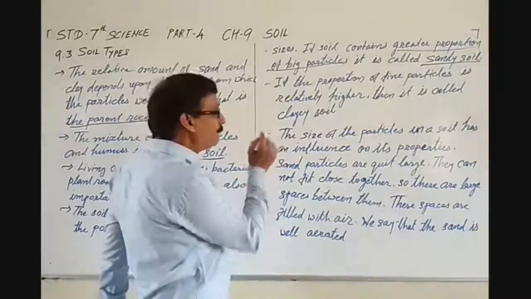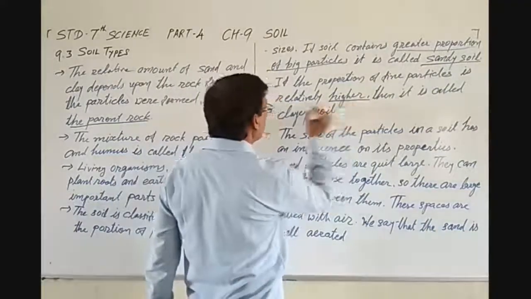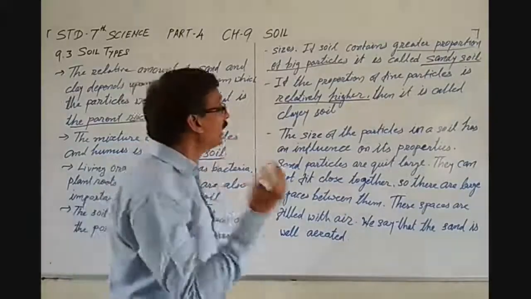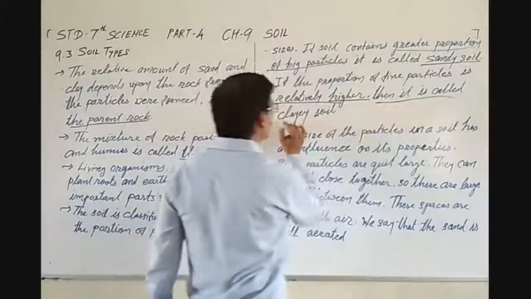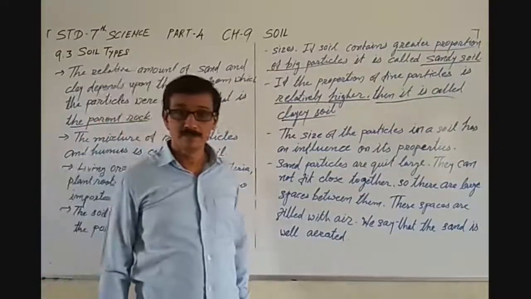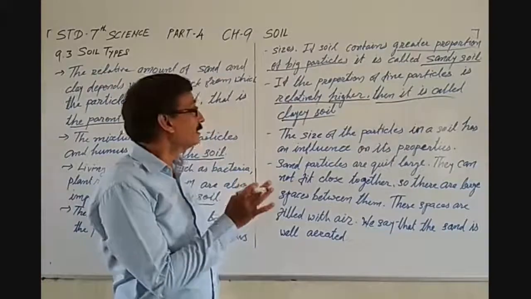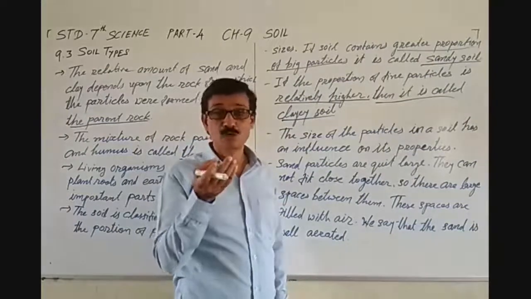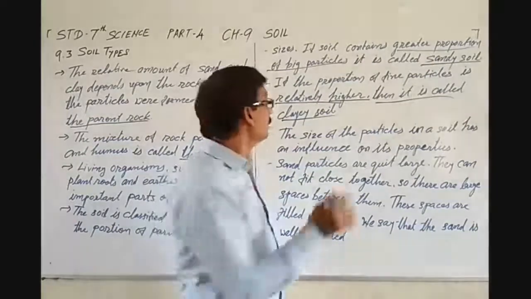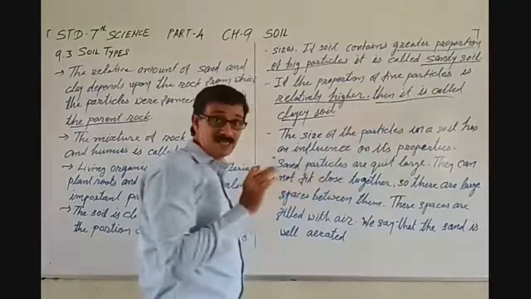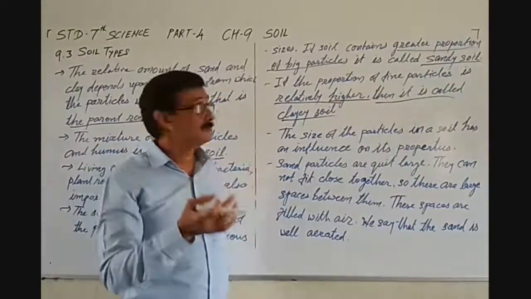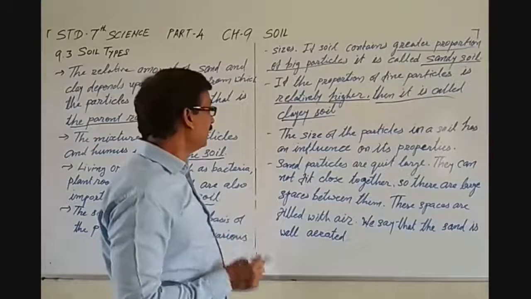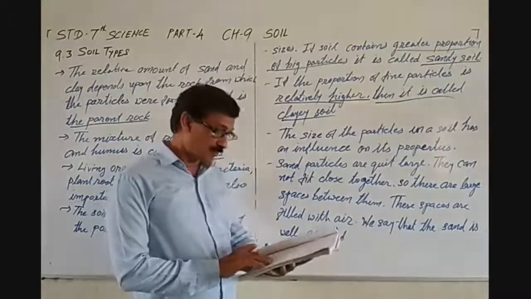If the portion of fine particles is relatively higher, then it is called clay soil. We know clay, isn't it? If the particles are very fine, then we say it is clay. So, if the portion of fine particles is relatively higher, then it is called clay soil. Okay? Then, let's go further.